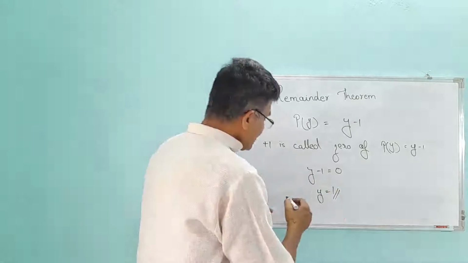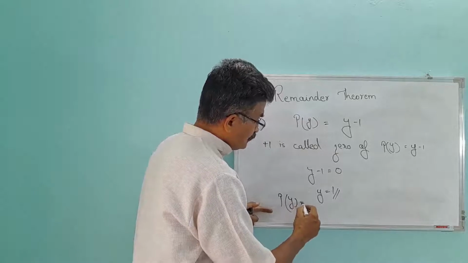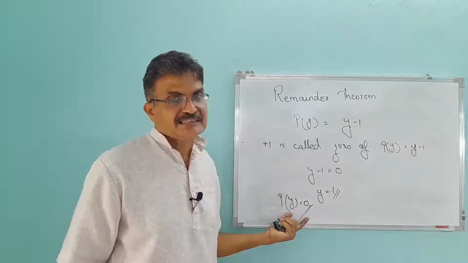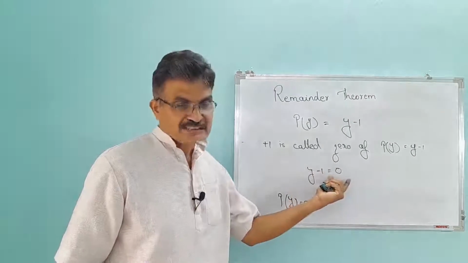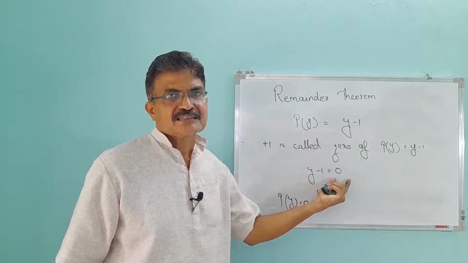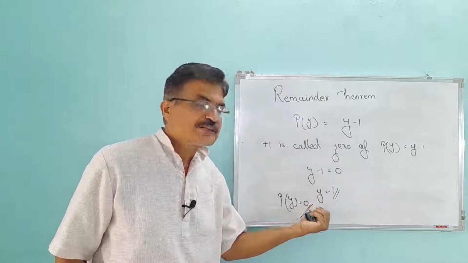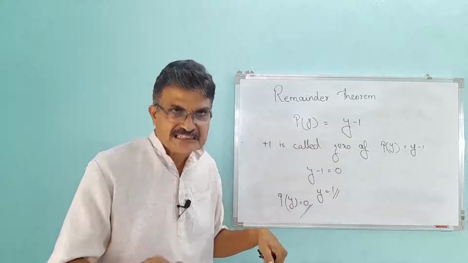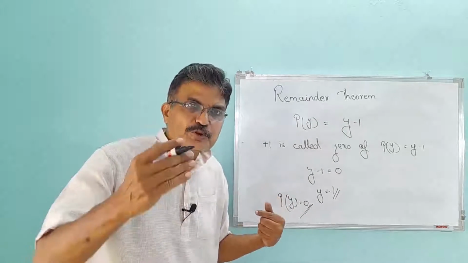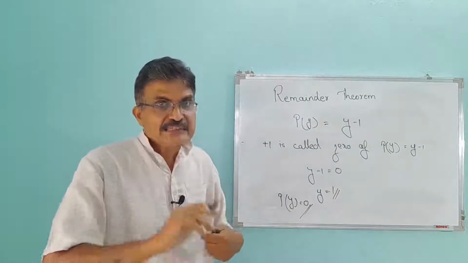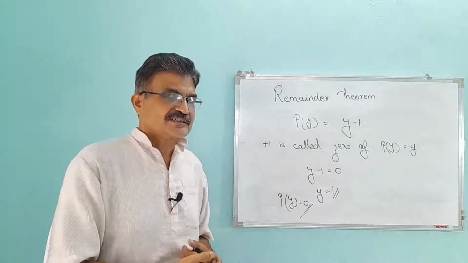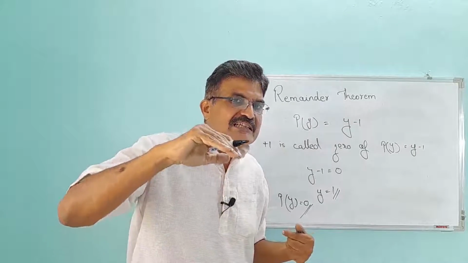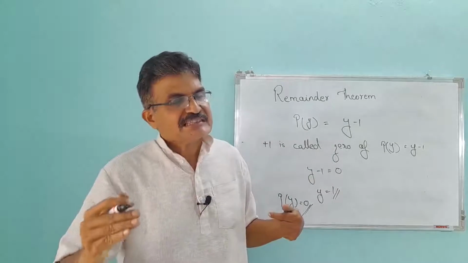Then p(y) is equal to 0. What does this represent? This is a polynomial equation. y minus 1 is equal to 0. When we solve this polynomial equation, we will get y is equal to plus 1. So in relation to a polynomial equation, the value of the variable for which that equation is satisfied is called the root of the polynomial equation. In case of equation, the value of the variable for which the equation turns to 0 is called the root.